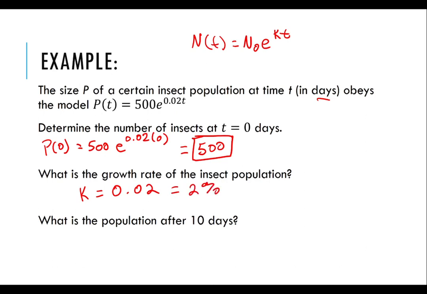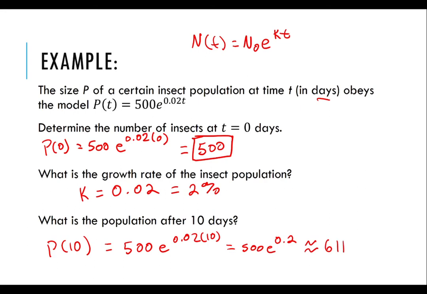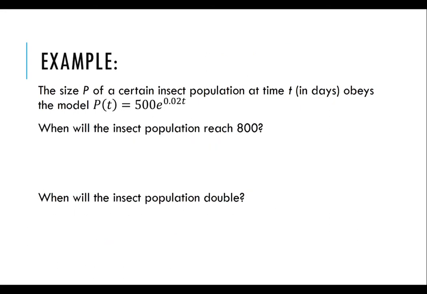Now if we want to know what is the population after 10 days, we just evaluate P of 10. P of 10 is equal to 500 times e to the 0.02 times 10. That is 500 times e to the 0.2. Then I'm going to approximate, and since we're talking about these insects, I'm going to round to the whole number. And so this is just a choice I'm making. This is 611 insects.